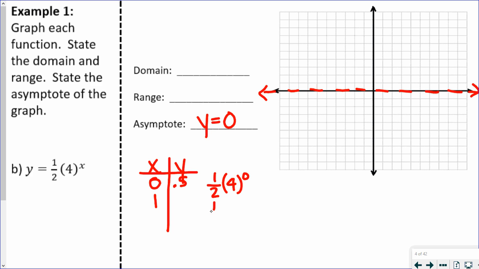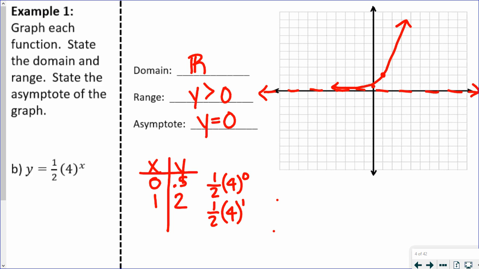Then we'll plug in 1. 4 to the first power is 4, and 1/2 times 4 is 2. So those are the points: (0, 0.5) would be right here, (1, 2), and then my shape. Domain, all real numbers. And remember, range matches the y and the 0, and we're using everything above, so it's greater than 0.